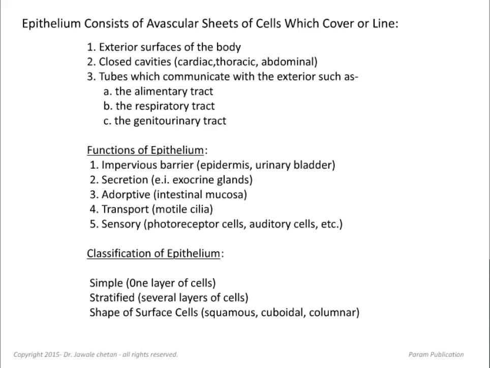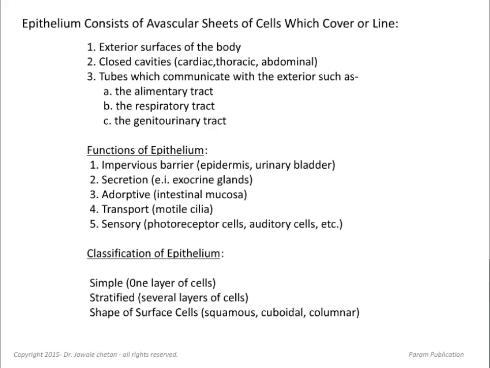Fourth function of epithelial tissue is transport. Now transportation doesn't mean transportation of some molecules, but here the concern is motile cilia. In the internal tracheal lining, we have ciliary epithelial tissues. So if any dust particle enters our trachea or nasal passage, it gets removed by the continuous ciliary movement of that cilia, which removes that particle and arrests its entry into our respiratory system.